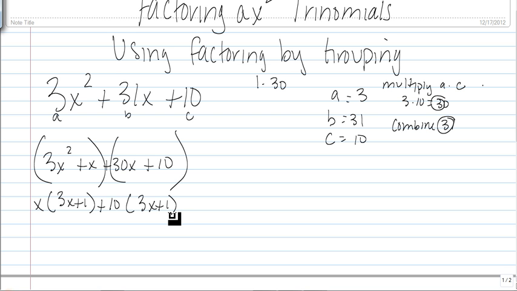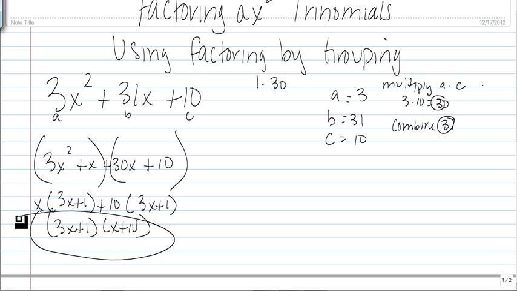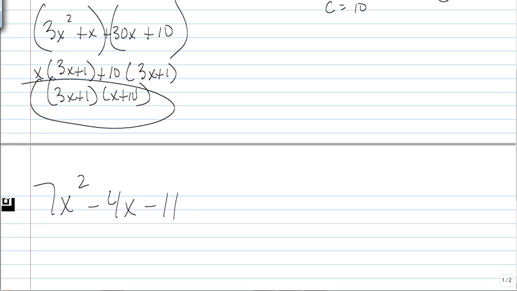3x plus 1 again. Now, what do you see on here twice? You see 3x plus 1. Now, what do you have left over? Just like how you see it, your x plus 10. This is how you factor by grouping. Okay, let's do another example.